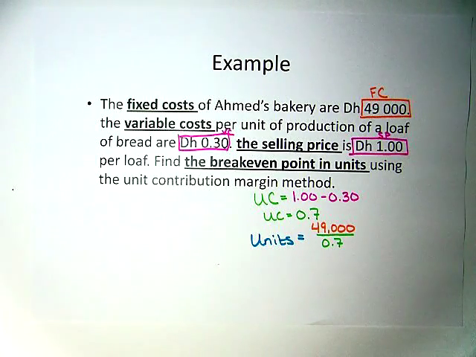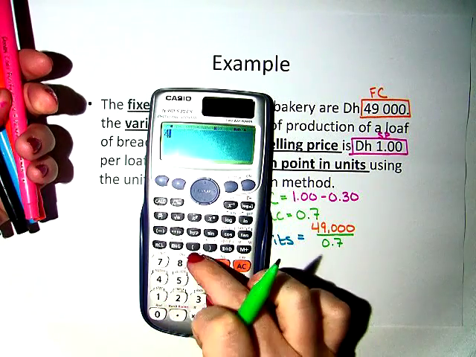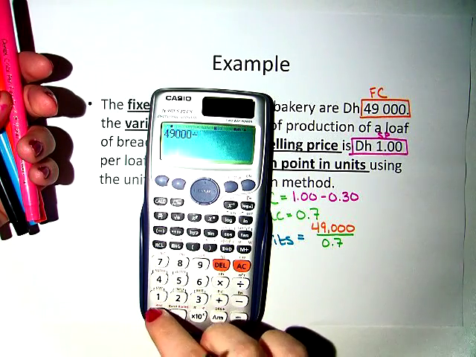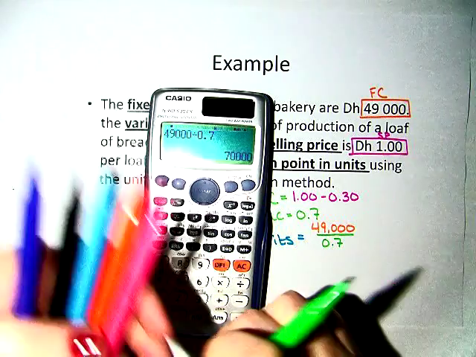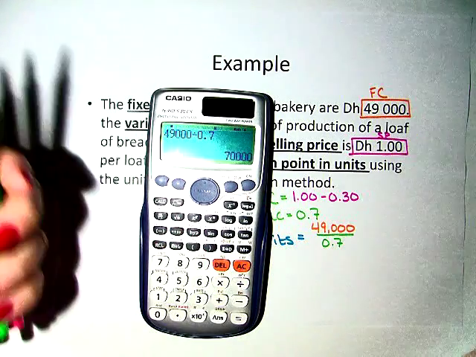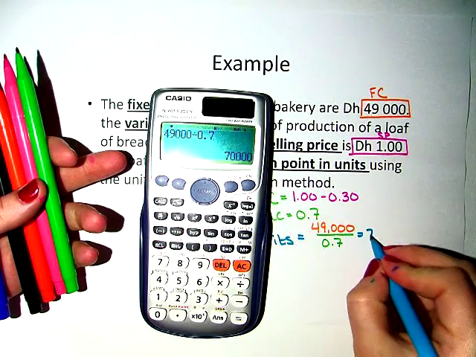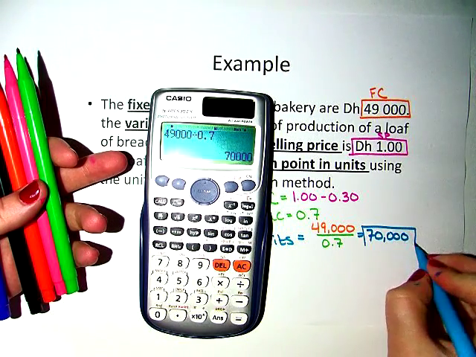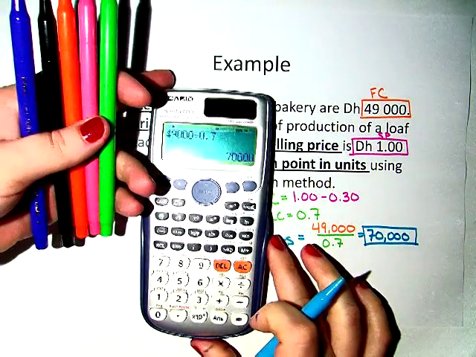Okay, so I get out my calculator. I'm doing 49,000 divided by 0.7. And I get that they would need to sell 70,000 loaves of bread in order to break even. So this right here is the break-even point in units.